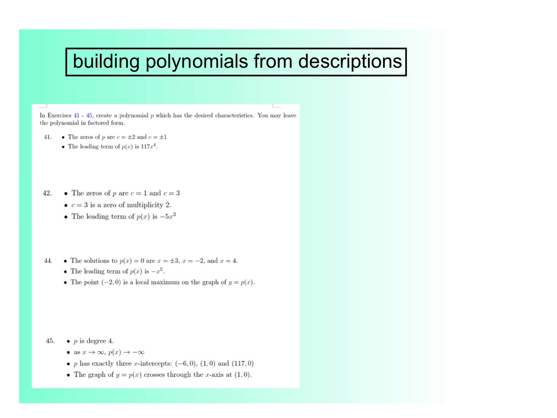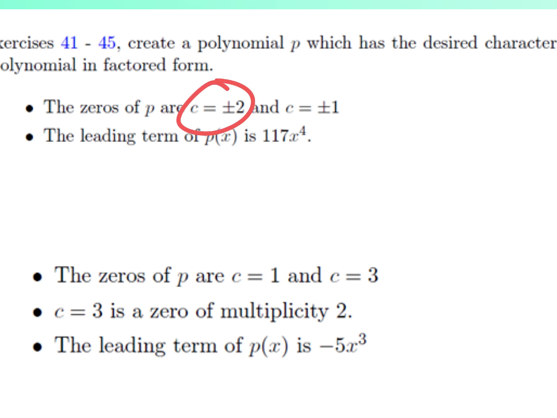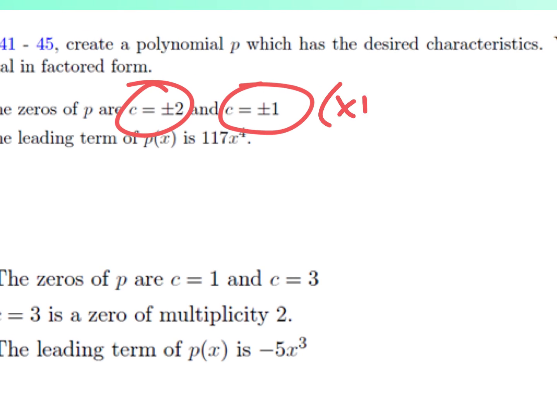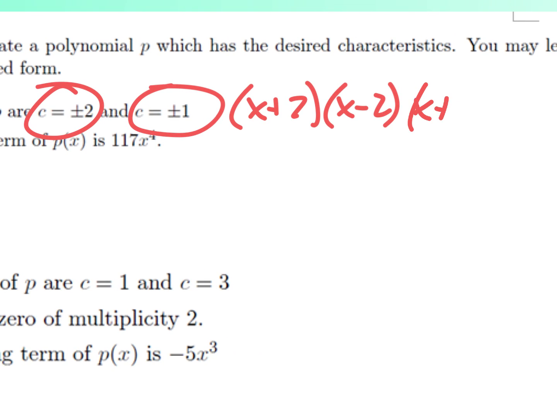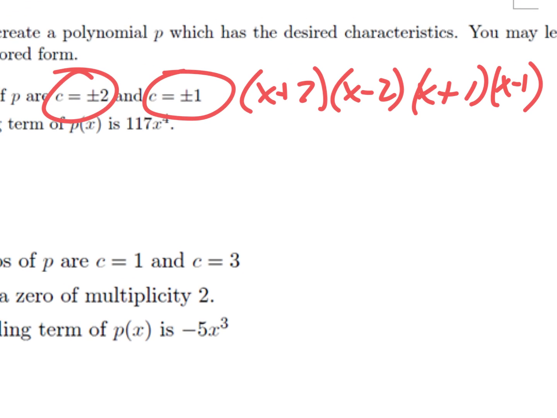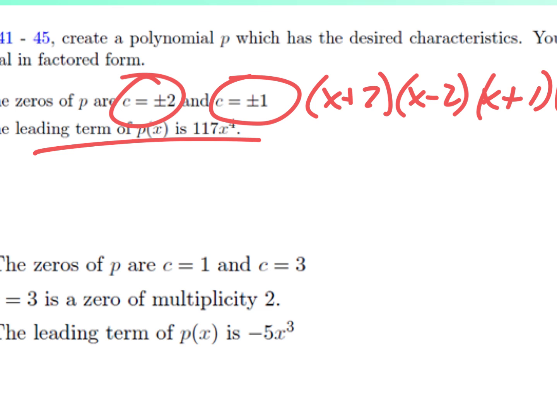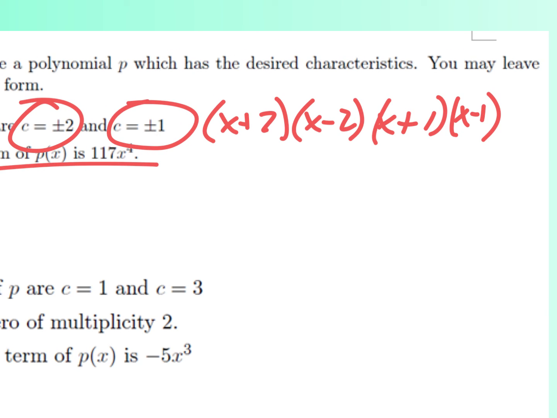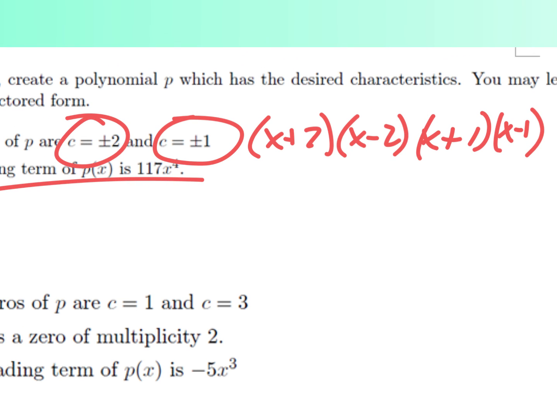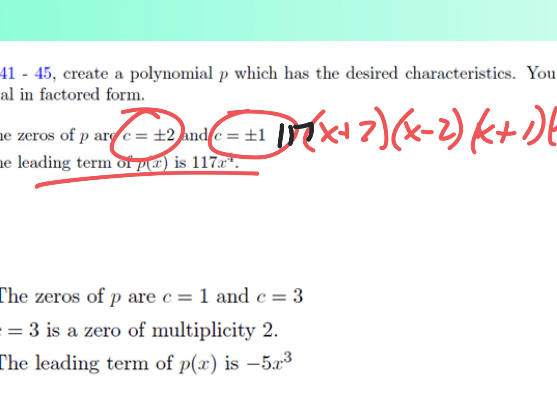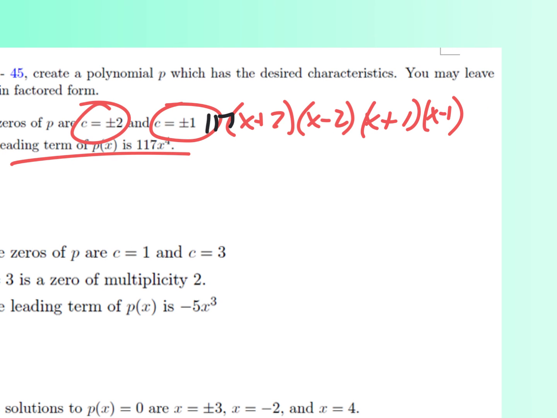So, building polynomials from descriptions: if I give you a couple zeros, plus and minus this, and plus and minus that, then it's like x plus 2, and x minus 2, and x plus 1, and x minus 1. There, I just made all the roots, but I better check. It says the leading term is 117 x to the fourth. Then you just have to throw in a 117 somewhere. Maybe you could put it at the very front. That'd be okay. Or you could put it on one of the x's. Do you get how I made that equation? You're just building equations like that.